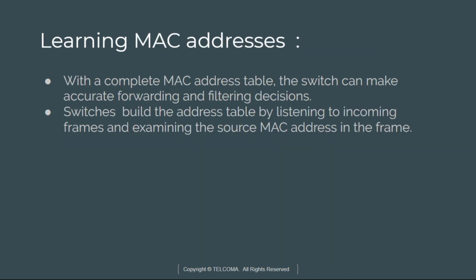Learning MAC addresses. Switches build the address table by listening to incoming frames and examining the source MAC address in the frame. If a frame enters the switch and the source MAC address is not in the MAC address table, that switch creates an entry in the table. That table entry lists the interface from which the frame arrived. This is the switch learning logic. The switch begins with an empty MAC address table which grows at each step.